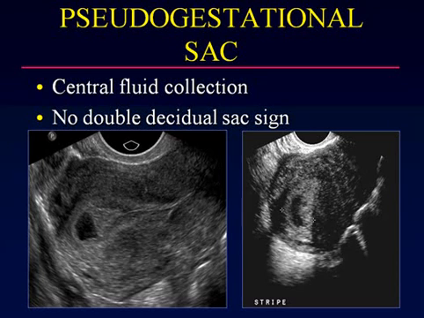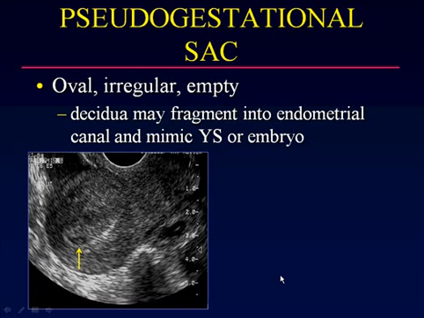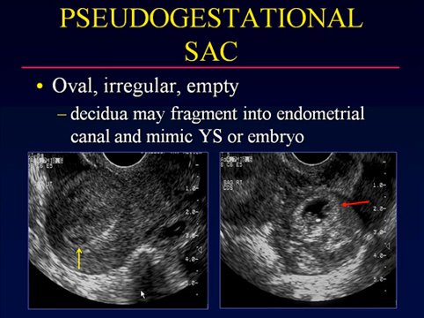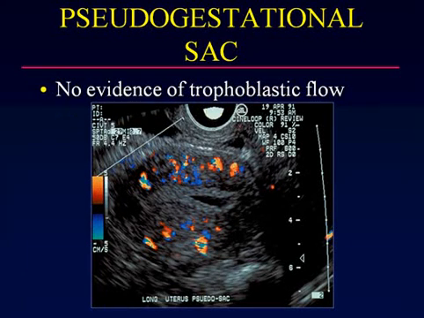The fluid can be round or oval, as you see here, and it is not uncommon that a little bit of decidua may fragment into the endometrial canal and mimic the appearance of a yolk sac or an embryo. But in this case, although it looks like there's a little embryo here, that fluid is central. There's no surrounding echogenic rim, and here is the patient's ectopic pregnancy, and all this was a pseudogestational sac with a fragment of decidua mimicking a little embryo within the fluid.